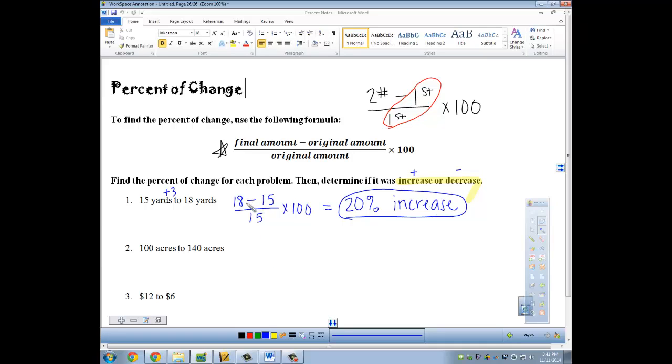When you put it in the calculator, make sure you hit enter a few times. So 18 minus 15 equals what? Divided by 15 equals what? Then times 100.